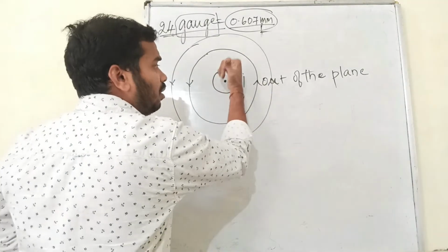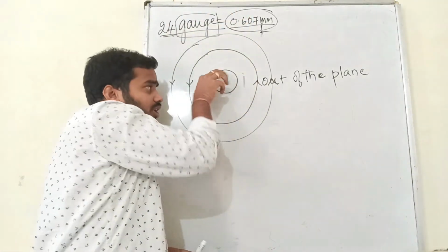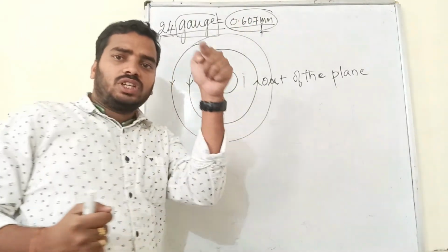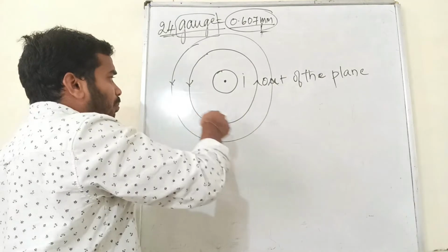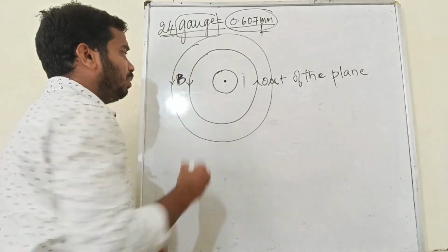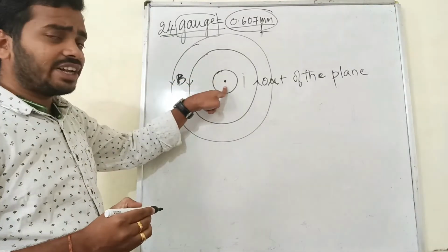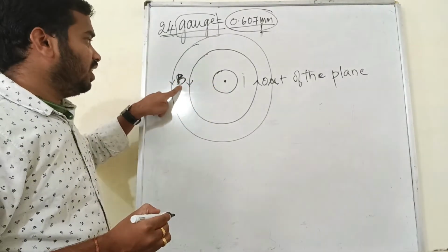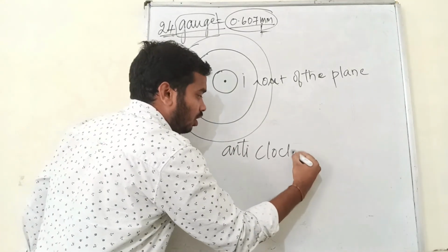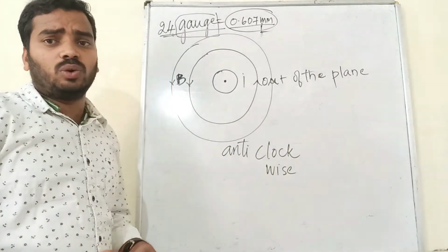See, when the current is flowing out of the plane, means the wire is like this, the current is flowing from into the plane to out of the plane, means it's coming out of the plane like this. బయటకు వచ్చేసినప్పుడు ఏమైనది? The magnetic field. I told you magnetic field is indicated with B. So when you consider the magnetic field around this straight current carrying conductor, this magnetic field is anti-clockwise.